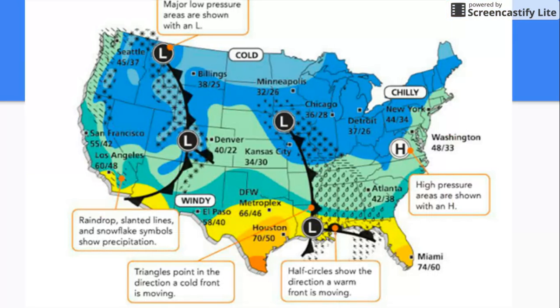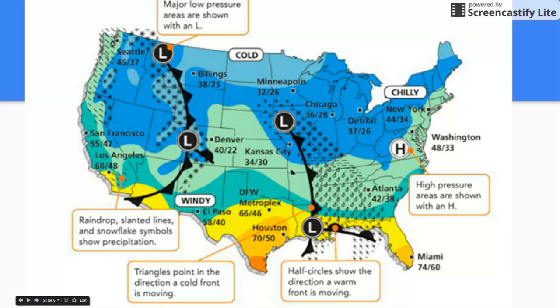So if we were to look at this weather map and kind of dissect it, you see that the major low pressure areas are shown with an L like we talked about, and the high pressure areas with an H. The raindrops that are slanted lines and snowflake symbols show precipitation. So you see these snowflakes, you see the raindrops, and so you kind of see the different types of precipitation around.